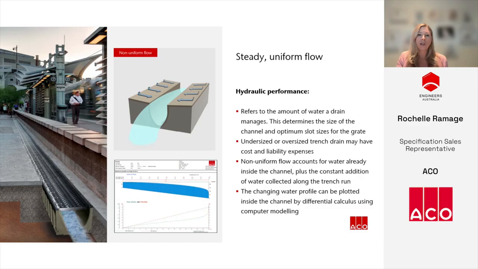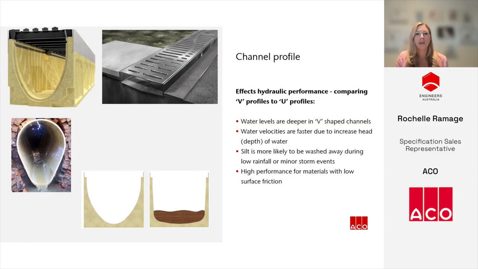This is why trench drain hydraulics can't be treated like a pipe. The water depth increases along the run, and the velocity changes with it. Understanding this helps you size channels correctly and avoid failures. The shape of the channel has a huge impact on hydraulic performance. V-shaped channels create deeper water levels, which increase velocity and help move silt during low flow events.